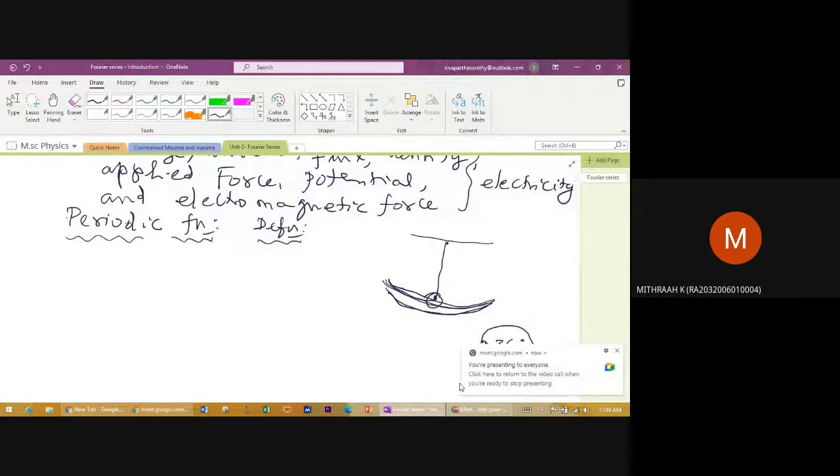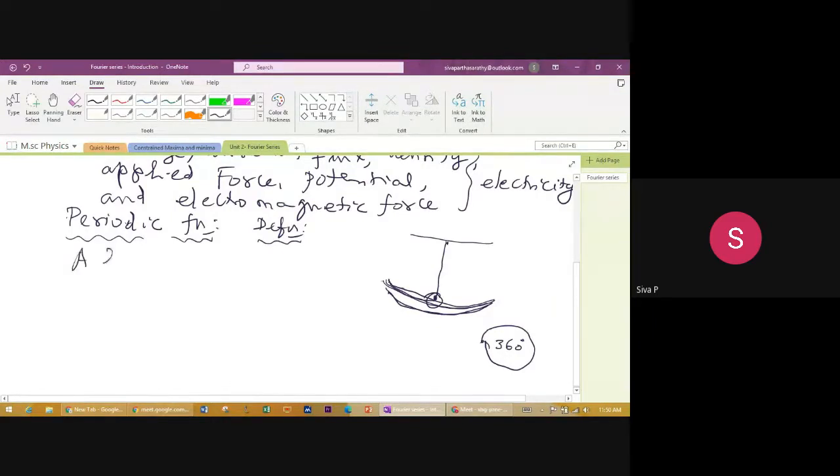Sir, yes, sir. So a periodic function repeats itself at regular intervals. Good, correct one. In the regular interval, it repeats. Correct. So, write the definition for this.